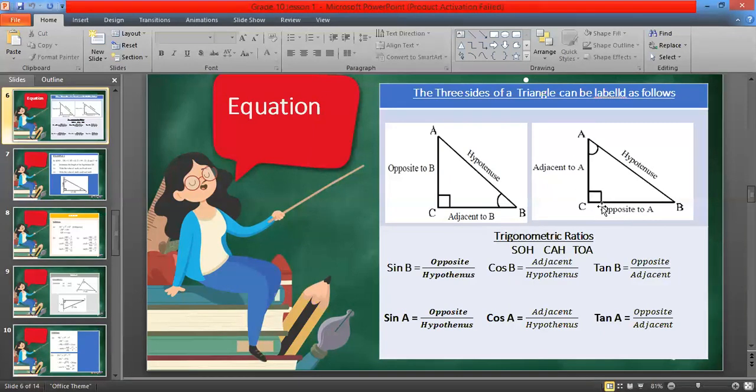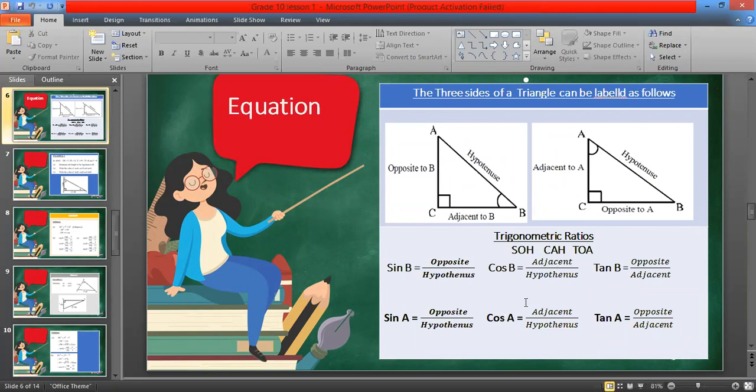Why is it our adjacent? Because this is our opposite side, the side facing the included angle. So cos A will be adjacent AC over hypotenuse AB. And lastly, to find tan A, opposite over adjacent is tan, so tan A will be opposite BC over adjacent AC. So that is the concept of the trig ratios.